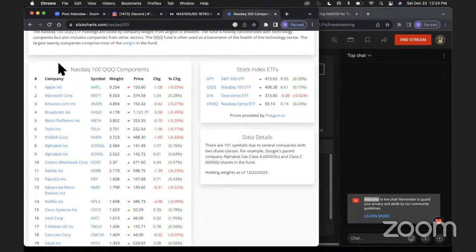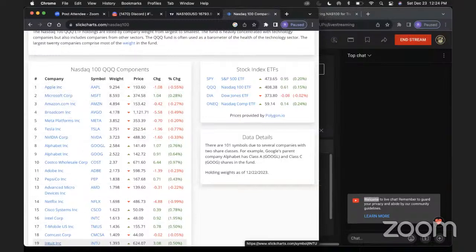So if you look at just Apple and Microsoft alone, they're almost 20% of the index. You look at Apple, Microsoft, and Amazon, you have 17, 18 plus 5, about 22 to 23% of the entire index. Almost a quarter of the NAS100 is comprised of these three stocks.